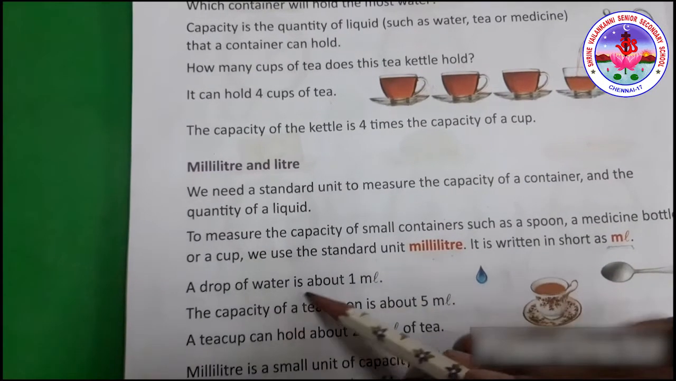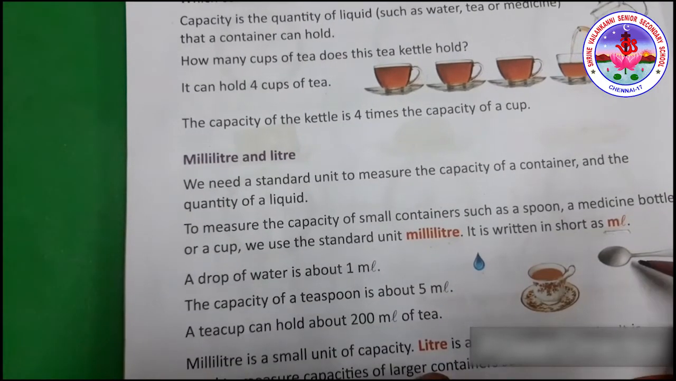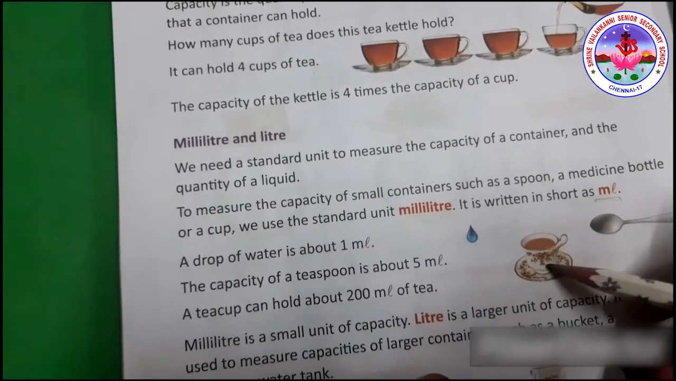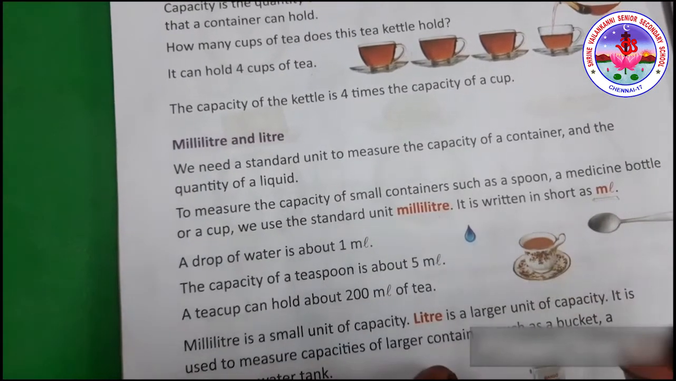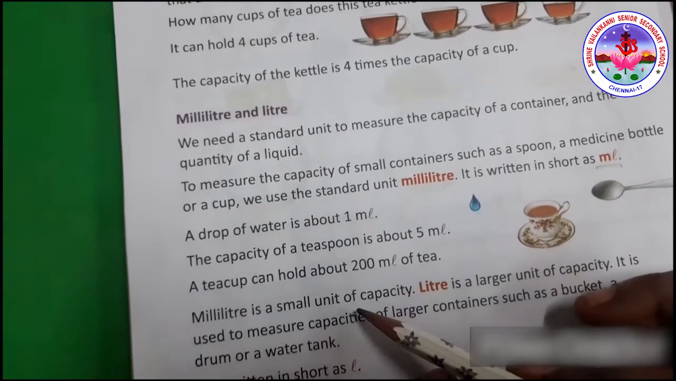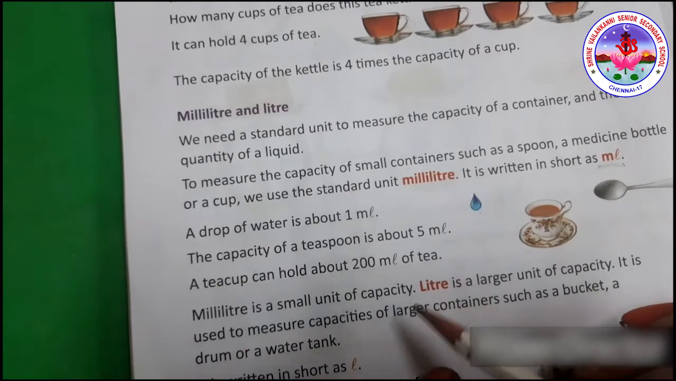And a drop of water is about 1 ml. The capacity of a teaspoon is about 5 ml. A teacup can hold 200 ml of tea. Milliliter is a small unit of capacity. That is, we use milliliter to measure the capacity of small containers.